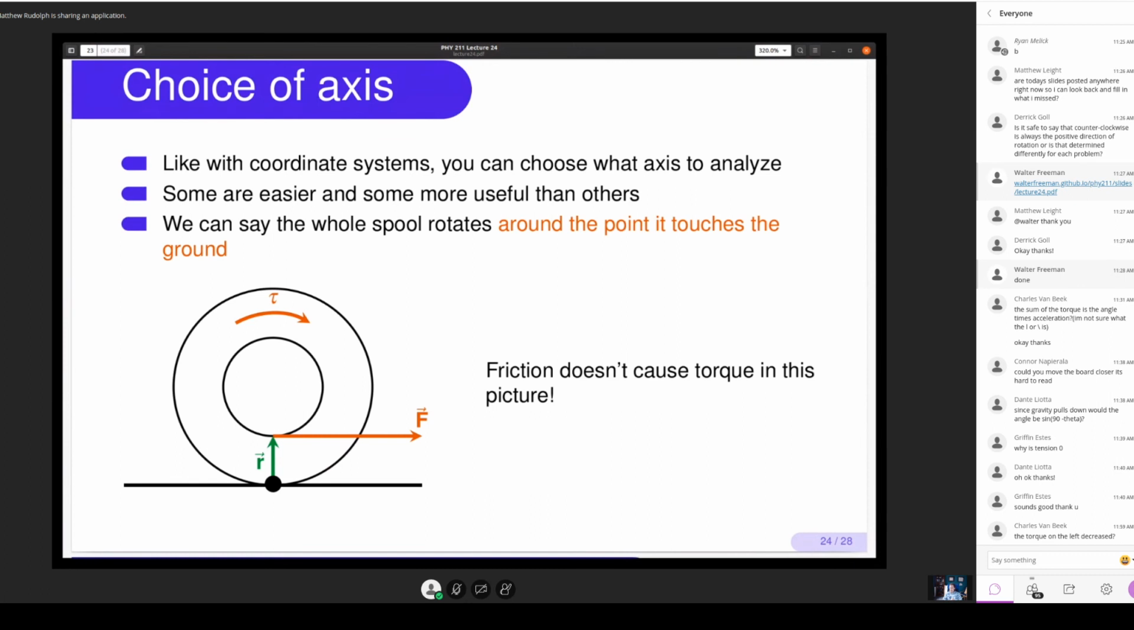So one way you can do this with wheels is you can think about the whole wheel rotating not around the middle, which is the natural thing you would think, but around the point where it touches the ground. The reason you want to think about it this way is because now the friction is acting at the axis, which means the friction does not cause any torque. And that means we don't have to think about it so much if we want to know which way the thing is going to rotate. Now we just have to think, what direction of torque does the pulling force cause?